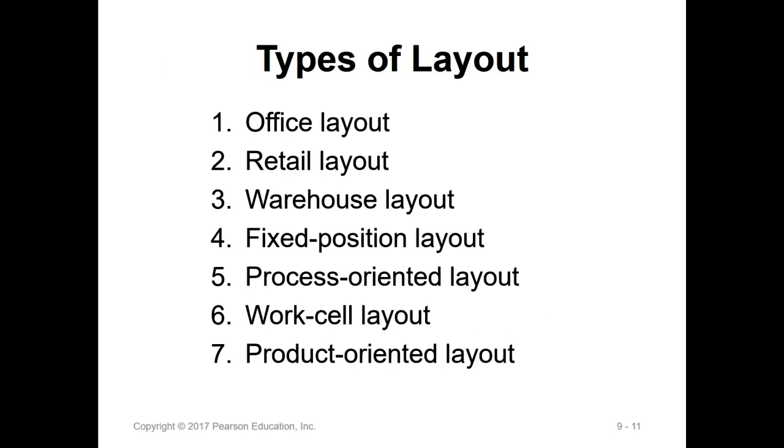So the types of layout in this class, we are going to look at these types of layout. Office, retail, and warehouse are the 3 kinds of organizations we are going to look at. Fixed position, process-oriented layout, work cell, and product-oriented layout are closely related to another chapter, process strategy. Process strategy is closely connected with layout strategy. Different processes may ask for different layouts.